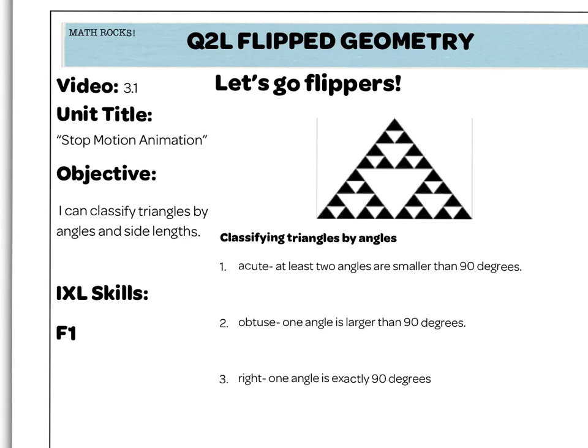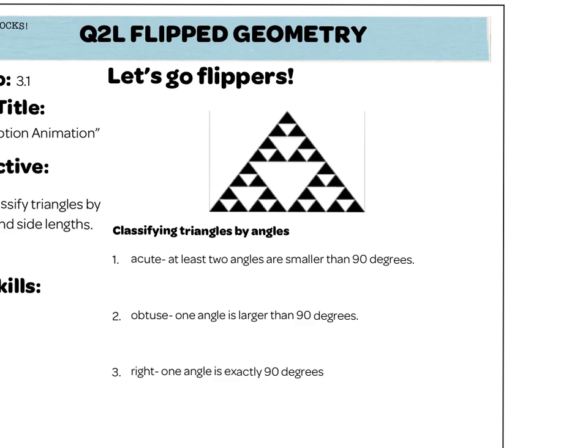Hello flippers, this is video 3.1 and the unit title is stop motion animation, and the objective is I can classify triangles by angles and side lengths, and the Excel skill you should be working on is F1.